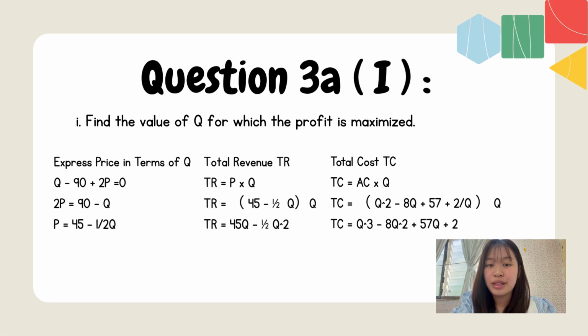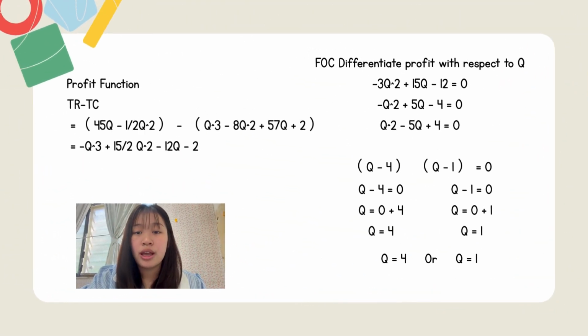Total cost TC. TC is equal to AC times Q. So we need to use the equation Q squared - 8Q + 57 + 2/Q times Q again, so that we can get the equation Q cubed - 8Q squared + 57Q + 2. We need to find the profit function with TR minus TC, so that we can get the profit function with equation -Q cubed + 15/2 Q squared - 12Q - 2.